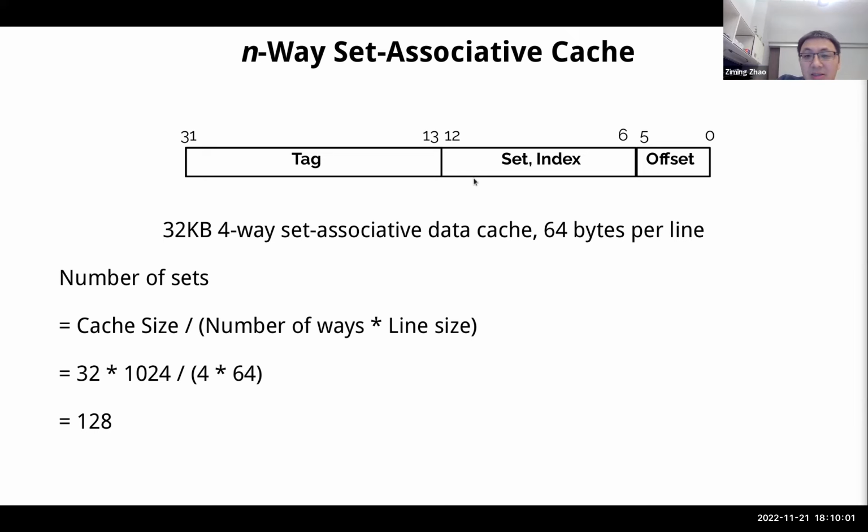Then the middle part. Let's say we have a 32 kilobyte 4-way set associative data cache. In this case, the number of sets is the cache size divided by the number of ways times the line size. In this case, we have a 4-way cache, which means we have 128 sets. So each memory location, when brought to the cache, can only go to one specific set of cache lines, but it can go to any cache line in that set.